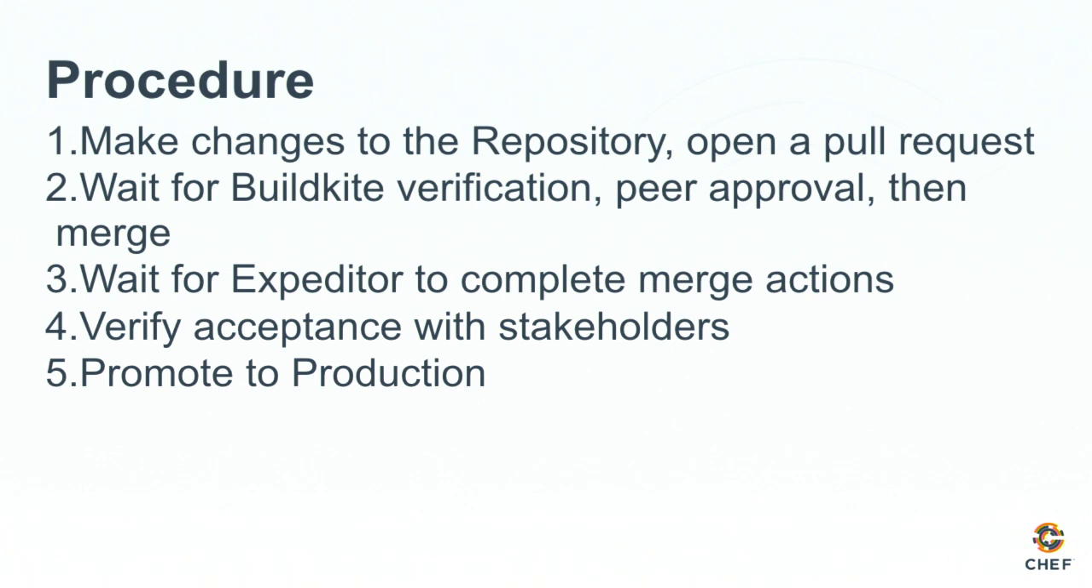Anyway, so the procedure looks like this. First, we make changes to the application source repository and open a pull request. So we're using GitHub, right? And this is the workflow that a lot of people who use GitHub get familiar with. And then once we open the pull request, the Buildkite verification pipeline will automatically get run. Then we wait for the Buildkite verification to say that the test passed, and if it didn't, then we can go look in Buildkite and see why. And then we can have one of our ops friends on the team go look at our change and say, yep, it looks good, give it a thumbs up, and then merge.